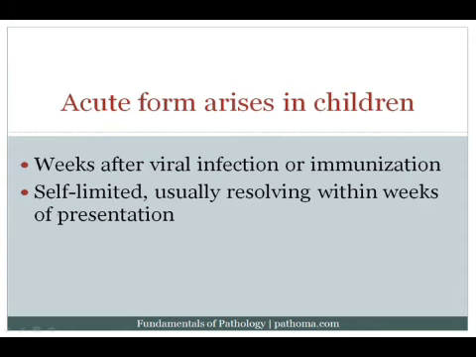Now, the acute form is that form that arises in children. So otherwise stated, why don't we take a step back? This disorder can be divided into something called the acute form and the chronic form. In the acute form, which classically arises in children, you see thrombocytopenia weeks after a viral infection or immunization. Of course, it's due to autoantibody production of an IgG, which is binding the platelets, resulting in consumption of the platelets. And this is a self-limited disorder. It usually resolves by itself within weeks of presentation. The only thing we have to do is support the patient if the platelet count goes down to a very low value, for example.